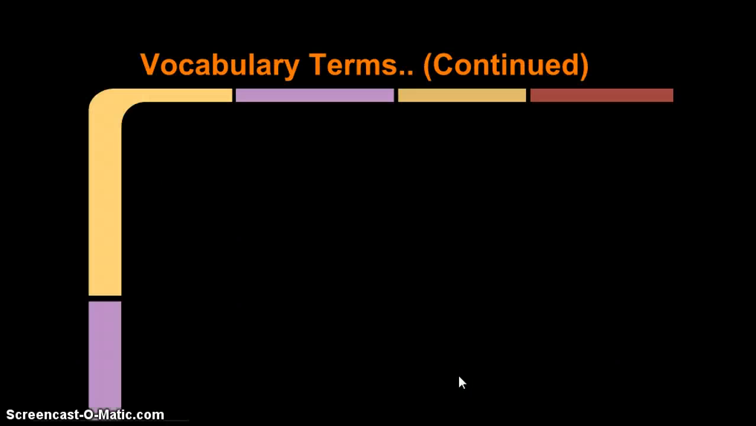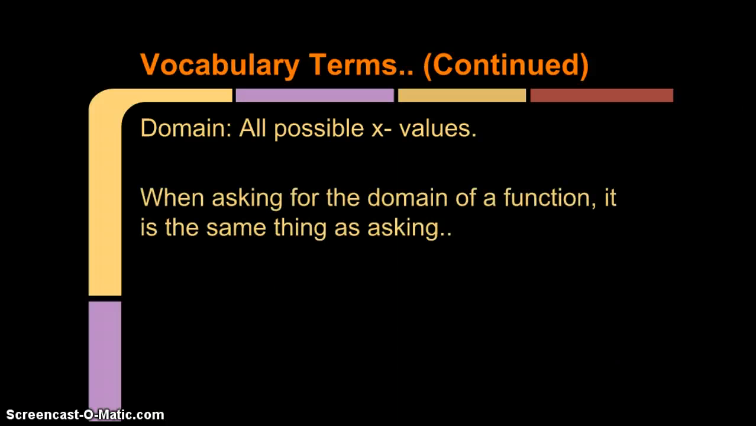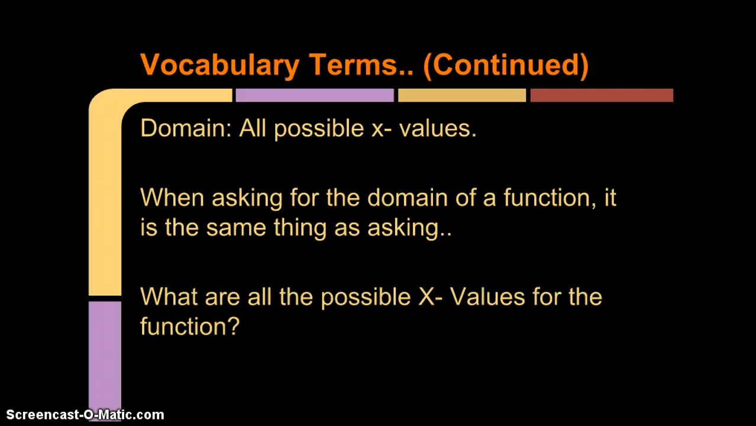Another important term to go over is domain. Domain are all possible x values. When asking for the domain of a function, it is the same thing as asking, what are all possible x values for the function? Now that we have reviewed domain and function, we can go on to some examples.